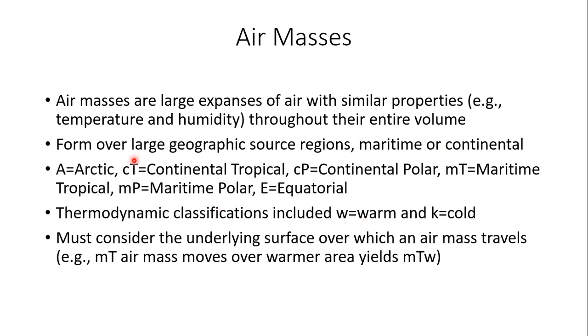Here were the designators for all the various air masses. And as air masses move out of source regions, they are moving over either warmer or cooler land. As they move out of the source region, that's going to modify the air mass over time. So we use these other designators to designate that: W, warm, and K, cold. Here was an example of a maritime tropical air mass moving over a warmer area. That's going to yield an MTW air mass. If a maritime tropical air mass were to move over a colder land surface, it would be designated MTK.